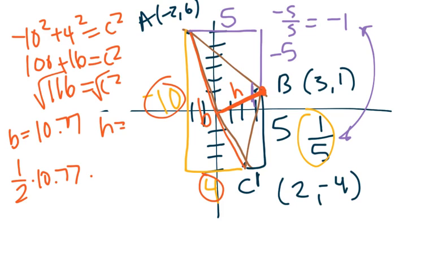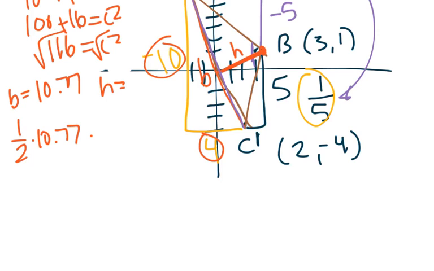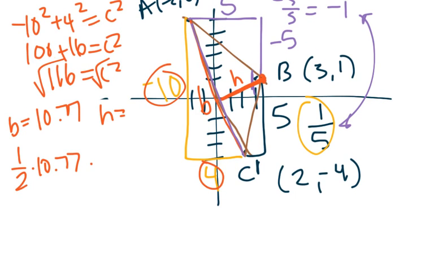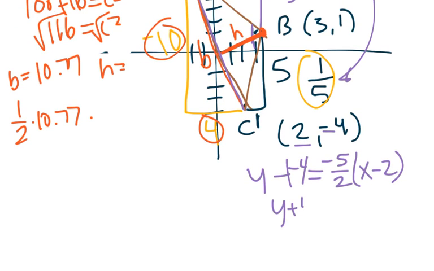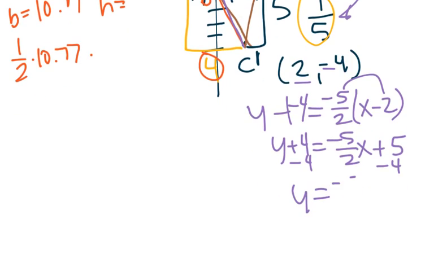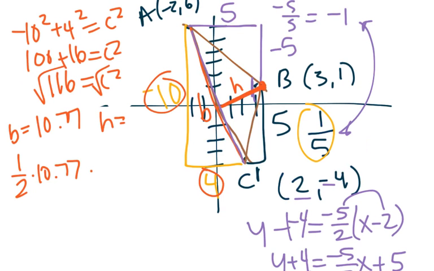So to do that, we find our equation right here. So my slope was negative 5/2 times x minus, and let's pick this point, 2, equals y minus a negative 4. That's y plus 4 equals negative 5/2 x. Negative 5/2 times negative 2 gives us a positive 5. Subtract 4. We get y equals negative 5/2 x plus 1. Okay, that's this equation.